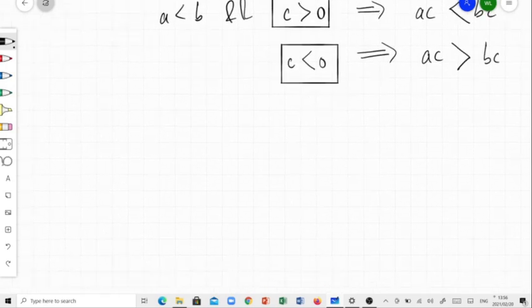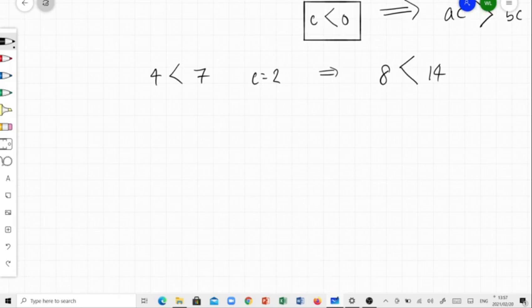Now once again, let's try and breathe life into these lifeless letters by filling them up with concrete numbers. So for example, 4 is dominated by 7, okay? And let's say I want to scale everything up by 2. So I'm going to double everything by a positive number 2. I then double 4 to be 8 and 7 to be 14, and notice that the order is preserved, okay?